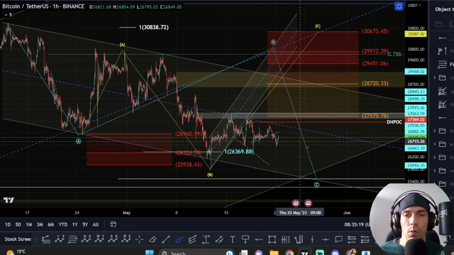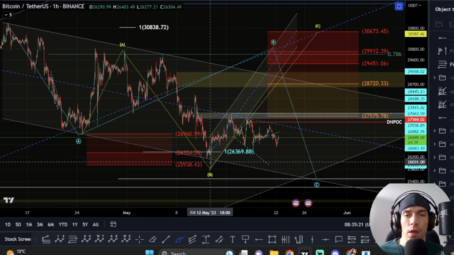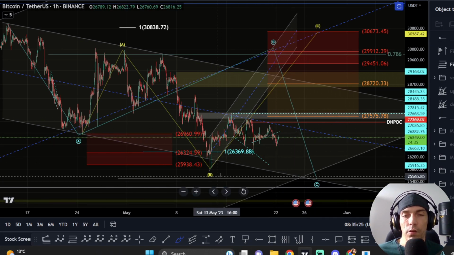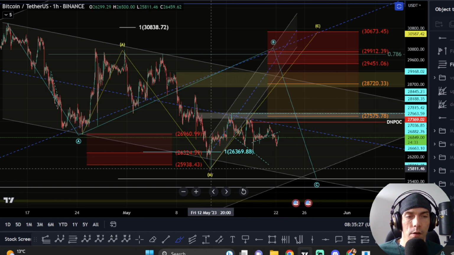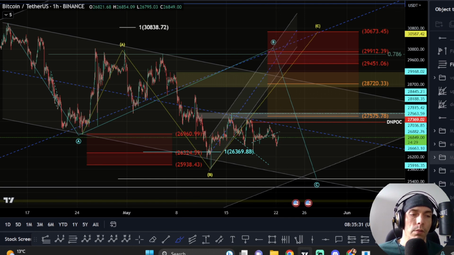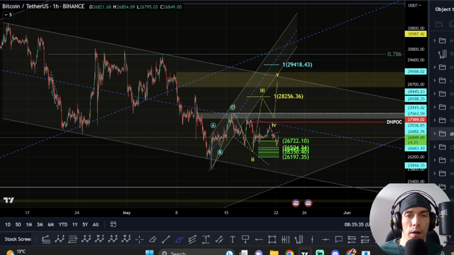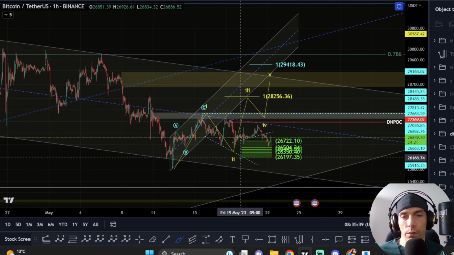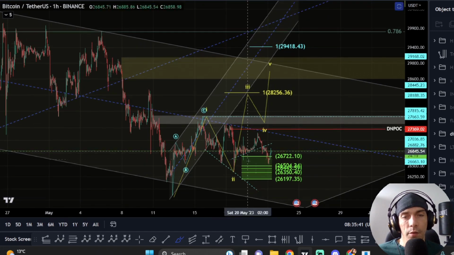Otherwise, it becomes more likely that we're just in this triangle idea here, and then we're still going to break to the downside. But for as long as we remain above this low here of this 25,811, we can argue potentially we could be looking for this move to possibly develop. Now, we're talking about a couple of ways that this could be playing out, and we were talking about the potential of forming a diagonal pattern to the upside.